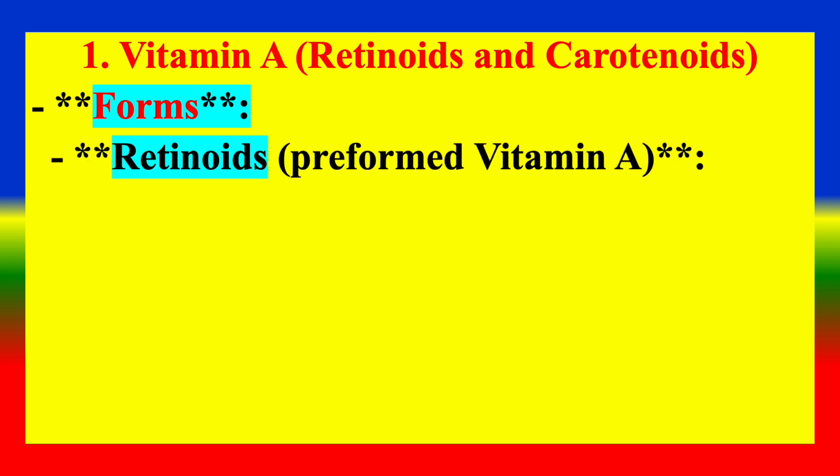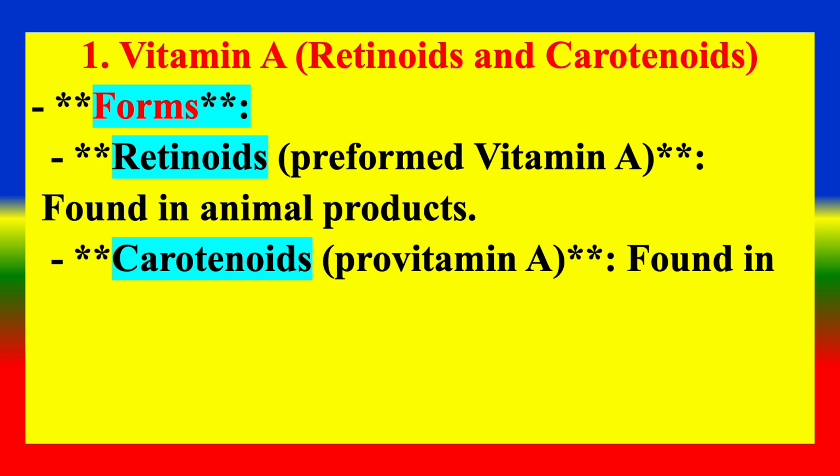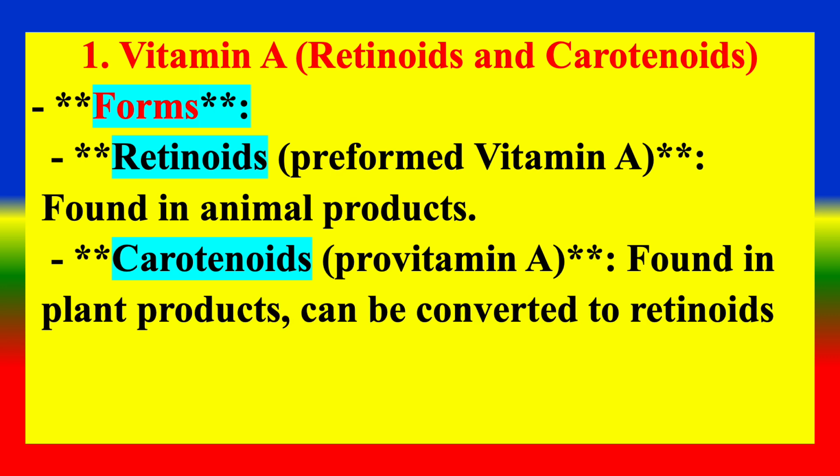Forms: retinoids, preformed vitamin A found in animal products, and carotenoids, provitamin A found in plant products, which can be converted into retinoids in the body.